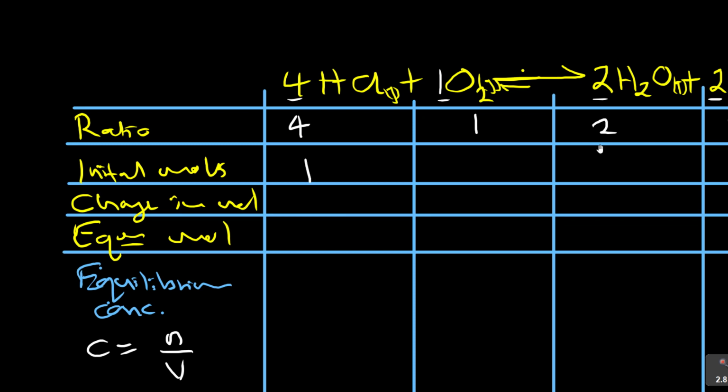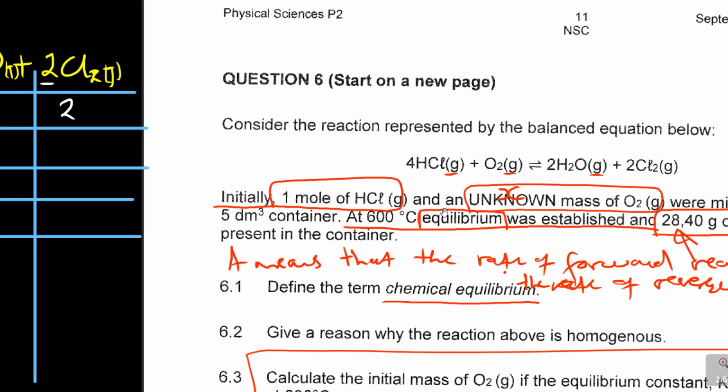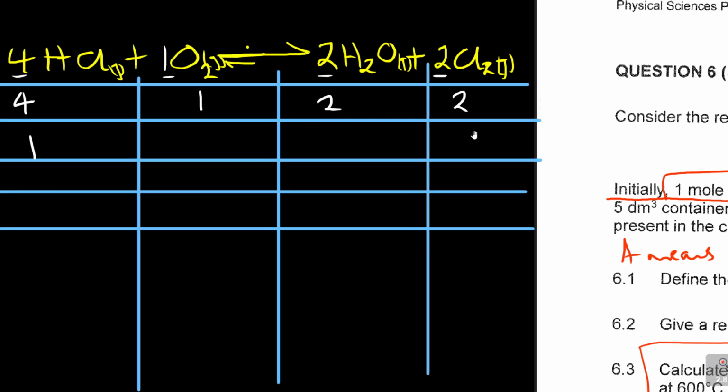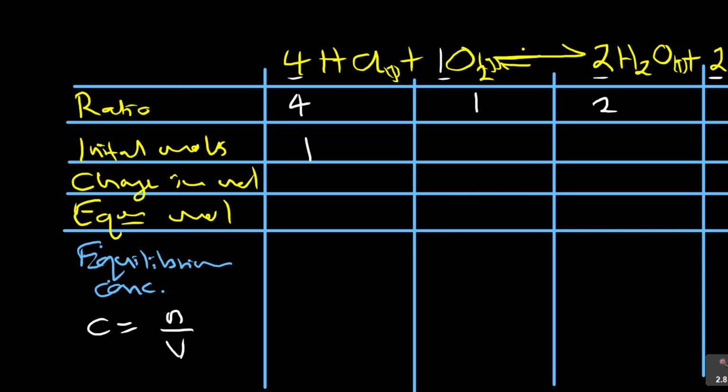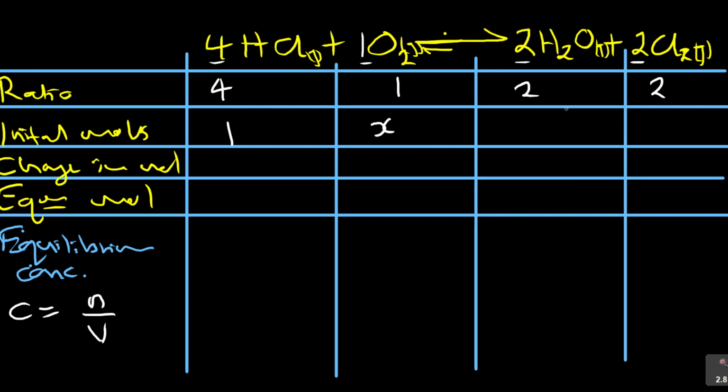1 mole, but they were clever to give us an unknown mass of oxygen. So let's call the moles X. We'll call it X moles. Were mixed, but initially, guys, we haven't formed any product, so it becomes 0 and 0.